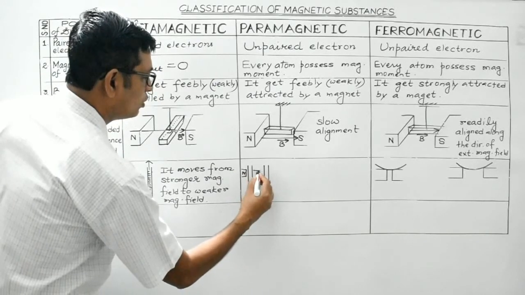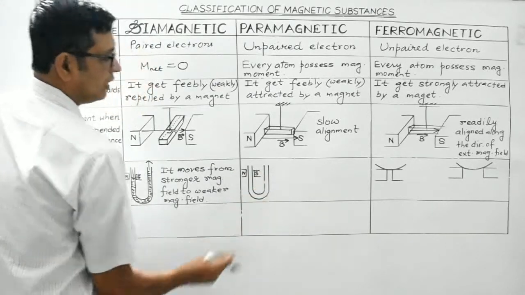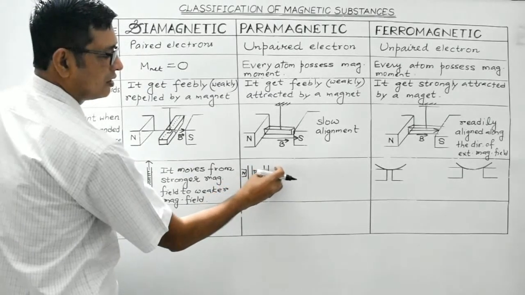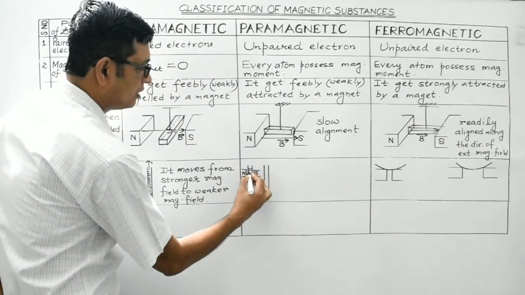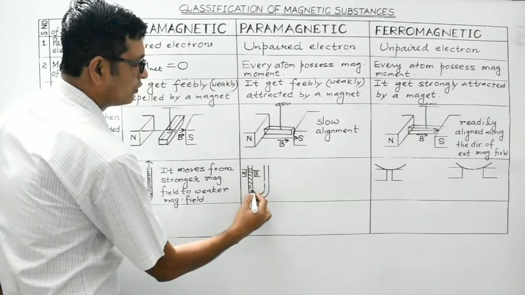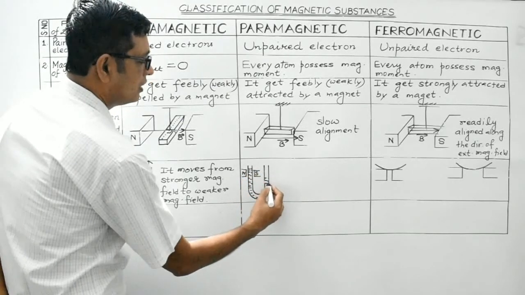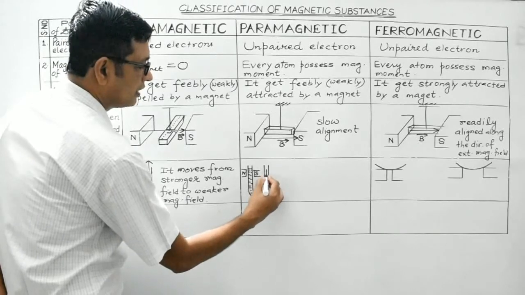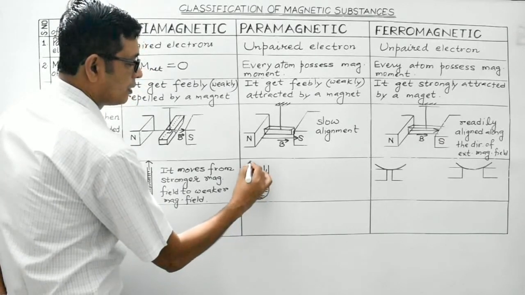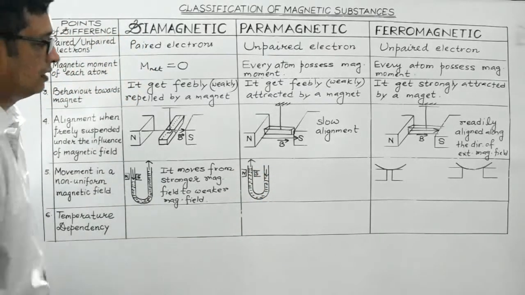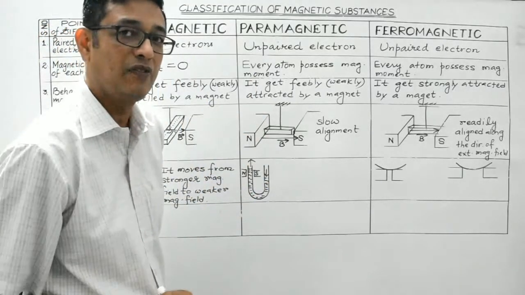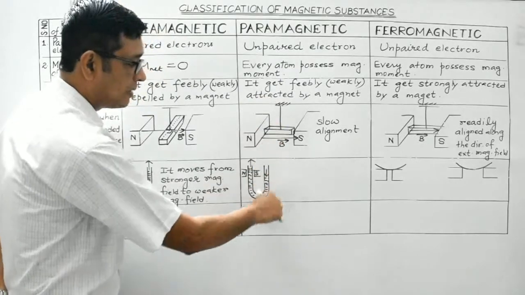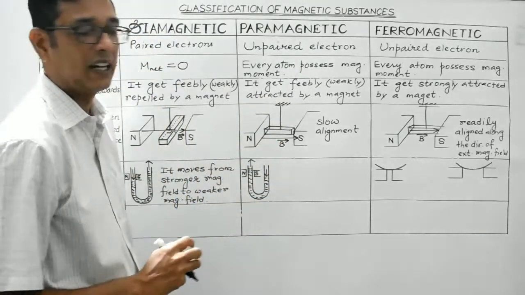Suppose these are the poles, right? So here the magnetic field is stronger, here the magnetic field is almost absent or negligible. So here it is found that in this case, the level of the paramagnetic material will increase in this limb, while in this case it will get depressed. So it indicates that the paramagnetic material, when placed under the influence of a non-uniform magnetic field, tends to move from the region of weaker magnetic field to the region of stronger magnetic field.